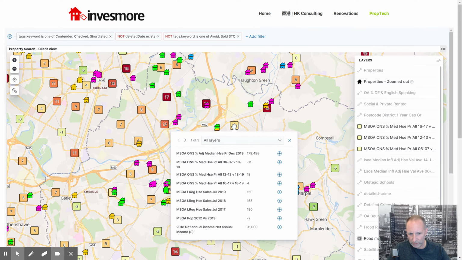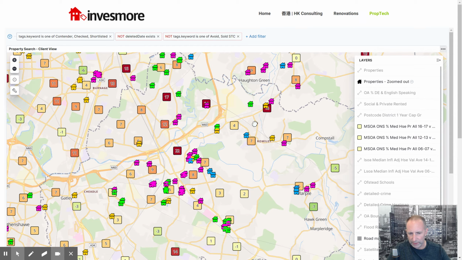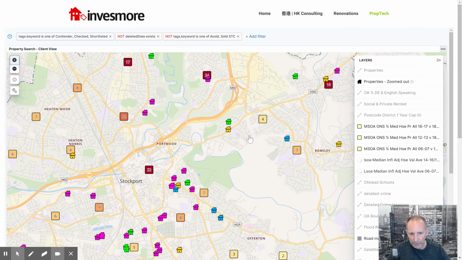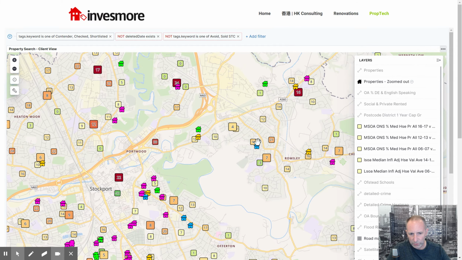So this is MSOA data. So it's essentially 7,000 people, or an average of 7,000 people, maybe 3,000 properties. And this is information about the capital growth over time. So we can zoom in again, and let's do that. So let's pick this area here, and you can see capital growth figures for different time periods for LSOAs. So you get roughly 6 to 8 LSOAs per MSOA.